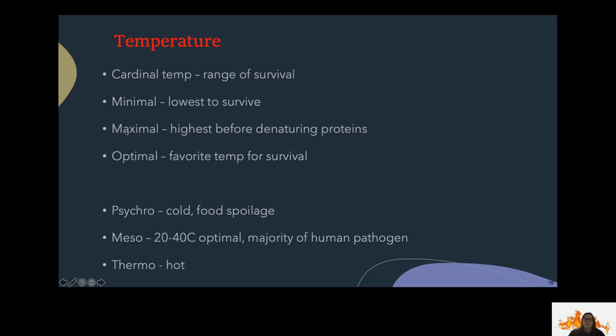On the other side of it, though, they also have a maximal temperature. And this is the highest temperature before you begin to start denaturing their proteins. So if you go higher than that temperature, they won't survive most often because their proteins internally will start to fall apart. After you get past this, though, guys, you have an optimal temperature. And an optimal temperature is going to be the ideal temperature that they will grow at. It's their favorite temperature for survival.